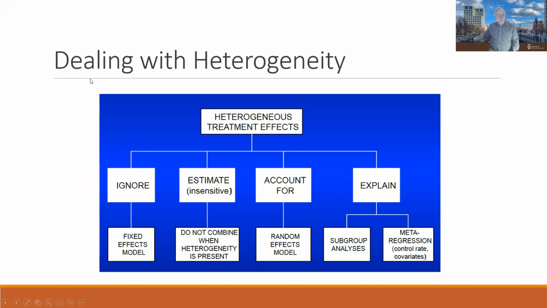And this gets into some of the details. You can ignore it and pretend that there's an effect that's consistent across all studies. You can estimate it, but it's sort of like trying to test for normality. Not very useful. You can try to account for heterogeneity by allowing for study effects to vary across studies. And finally, if you have, and this is rare in medicine, you can do subgroup analyses or meta-regression, but as long as you're stuck with aggregate data, there are significant limitations to that.